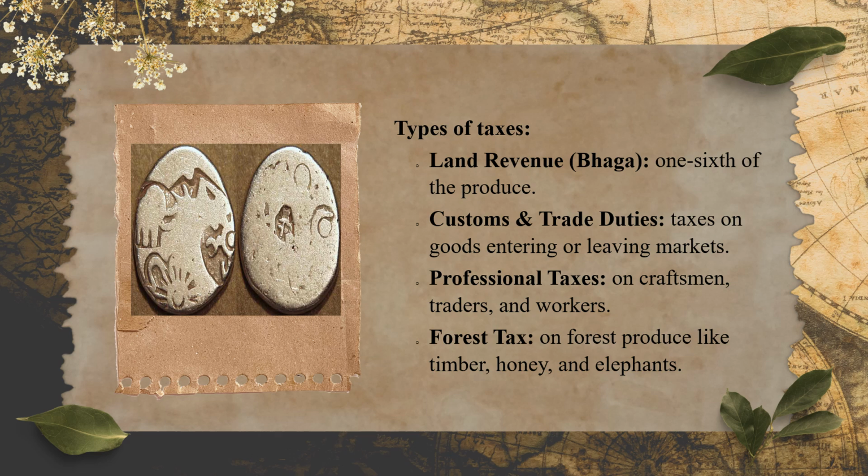The types of taxes during this period: land revenue or bhaga, one-sixth of the produce; customs and trade duties, which is taxes on goods that were entering or leaving the markets; professional taxes, these were put on craftsmen, traders, and workers; forest tax on forest produce like timber, which is wood, honey, and elephants. Elephants were used to cart the goods from one place to the other, so therefore there was a tax.